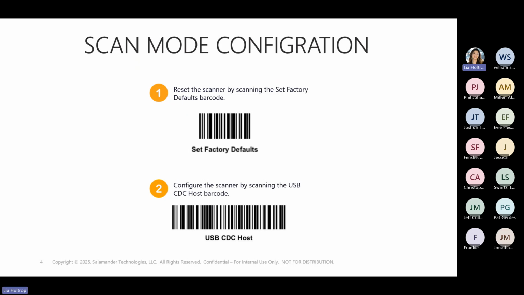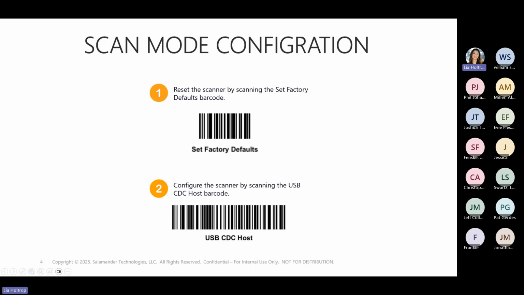To use the scan mode feature, an approved scanner must be configured on your computer and connected to Salamander Live. Now, all scanners offered through Salamander are compatible. To configure your scanner, you will need to first reset the scanner to its default settings by scanning the Set Factory Defaults barcode. So this very first set of barcodes. With a successful scan, you should hear the scanner sound and reboot. Next, immediately scan the USB CDC host barcode, the second set right here.